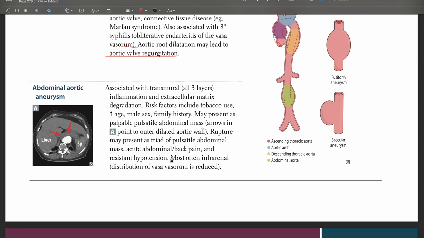Okay. This is also a main giveaway if they give you back pain with a resistant hypotension. Okay. Most often infrarenal distribution of vasa vasorum is reduced.